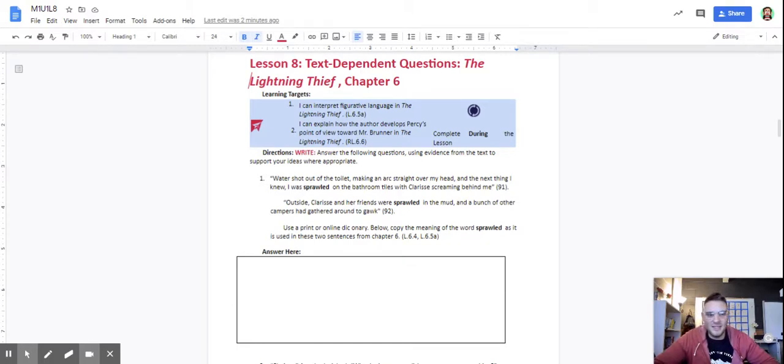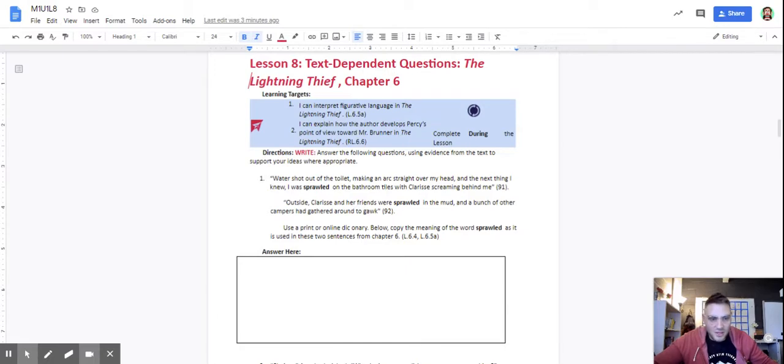The second part is that you can explain how the author develops Percy's point of view towards Mr. Brunner. So at first he thought Mr. Brunner was his Latin teacher and he thought he cared about him a lot and was really nice to him. Then he learned that Mr. Brunner was supposed to be learning about or protecting him while he was at Yancey Academy. And now we've learned that Mr. Brunner is actually in charge of a lot of Half-Bloods at Camp Half-Blood. So what does Percy think about him? And what does the author do to show that point of view?